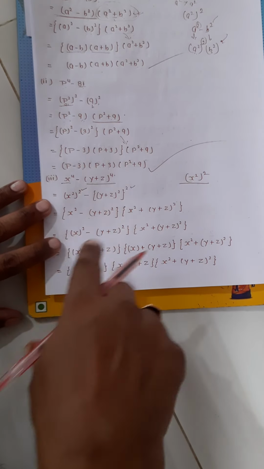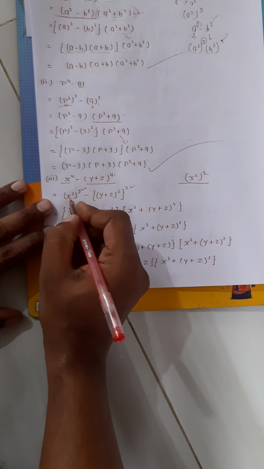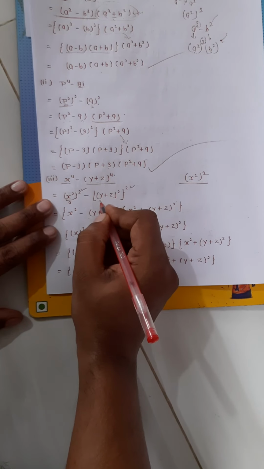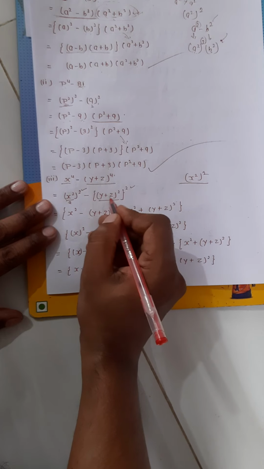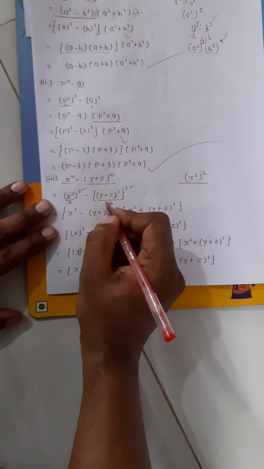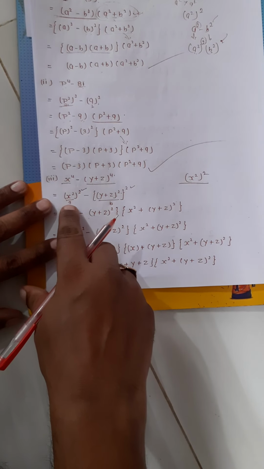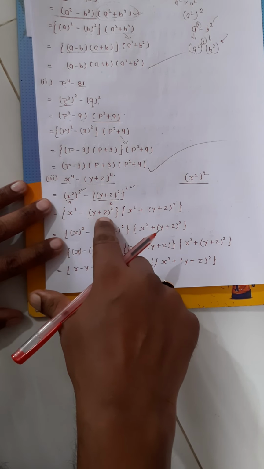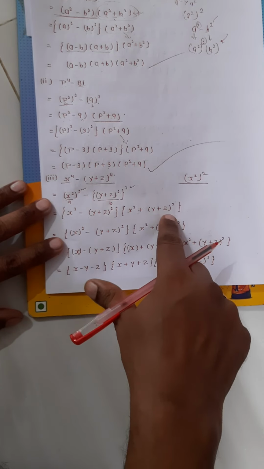Now what will be our value? Since a square minus b square is equal to, the value of a is here x square and the value of b is here whole square of y plus z. Okay, not only y plus z, whole square of y plus z. Okay, so for the value of a we will write x square, and for the value of b we will write whole square of y plus z. Okay, so a minus b and a plus b will come.